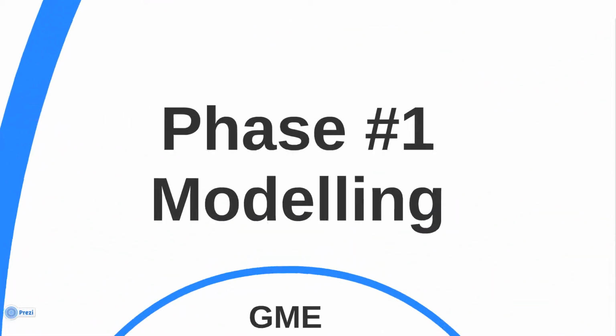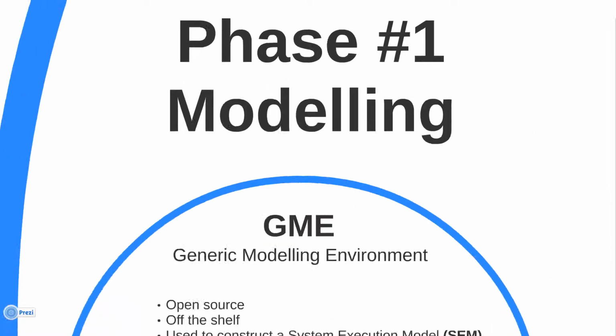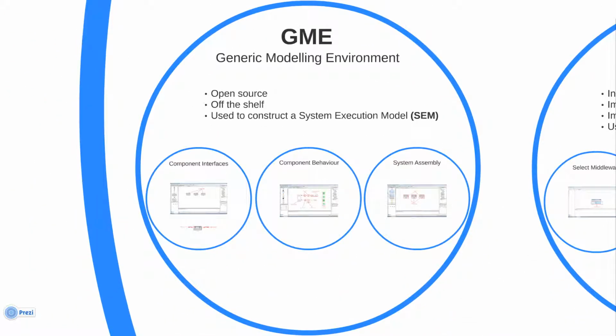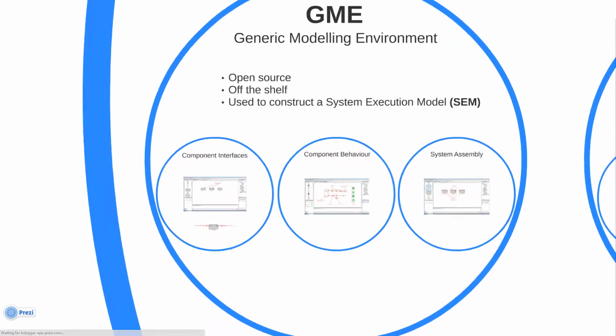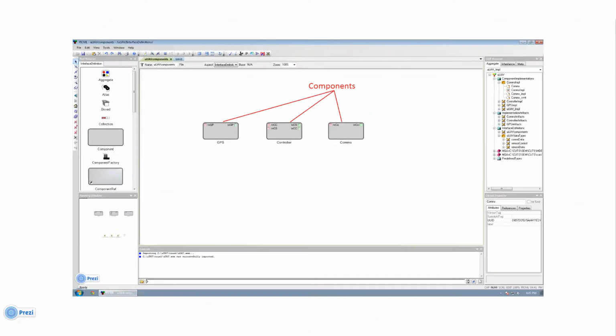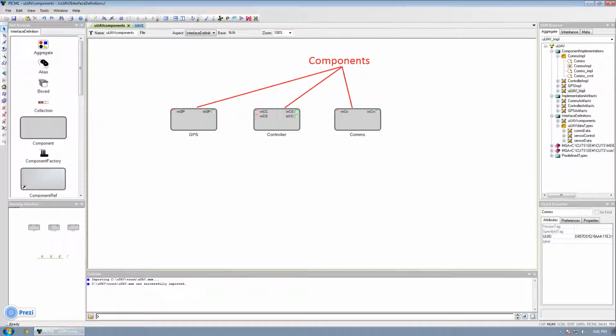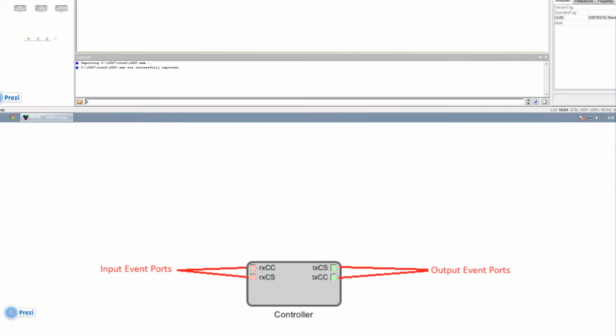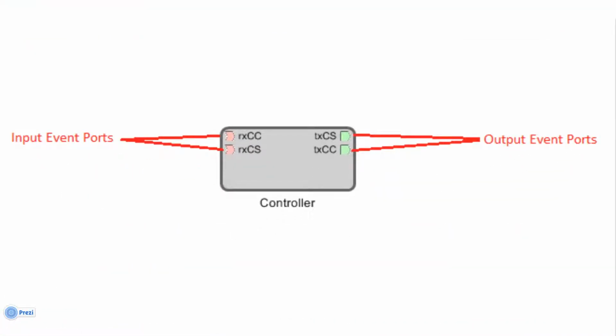The first phase is modeling. The Generic Modeling Environment, or GME, is an off-the-shelf and open-source modeling tool. In GME, the system expert constructs a model representation of a distributed real-time system. For each software component in the system, a component interface is constructed. This UAV model has a GPS, controller, and comms component. Each component contains a set of input and output event ports and a corresponding behavioral model.